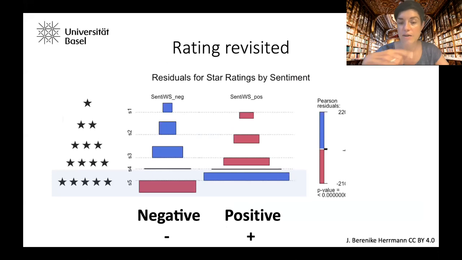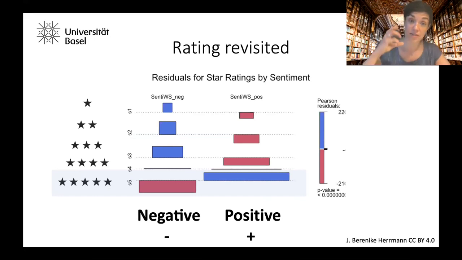And we did a chi-square test, and here are the residuals again. So actually what you see here is the results pointing to it not being the way that we thought about the ordinal scale. Let's focus again on the 5-star ratings: the negative sentiment is underrepresented in the 5-star rating.